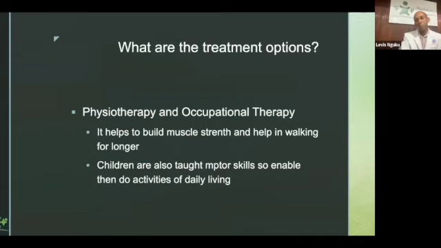Then after that, we also need our physiotherapists and occupational therapists to come in because we need the muscles to be strengthened so that it can help them to walk for longer. Remember when I talked about a case where a child ends up on a wheelchair? If they undergo physiotherapy and occupational therapy, one of the things that will happen is because the muscles are stronger, they can keep walking further and longer. So if, let's say, they would have ended up on a wheelchair by the age of 13, maybe they can go until 16 or 19 before they end up on the wheelchair. Then they'll also be taught motor skills, to do their usual activities of living.